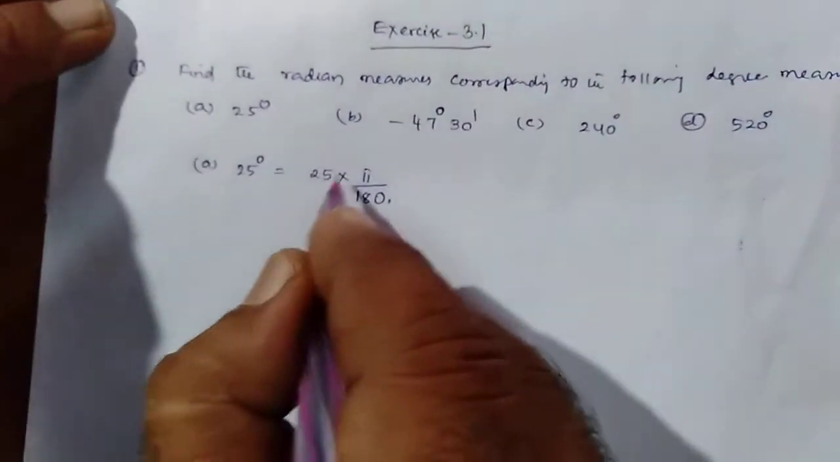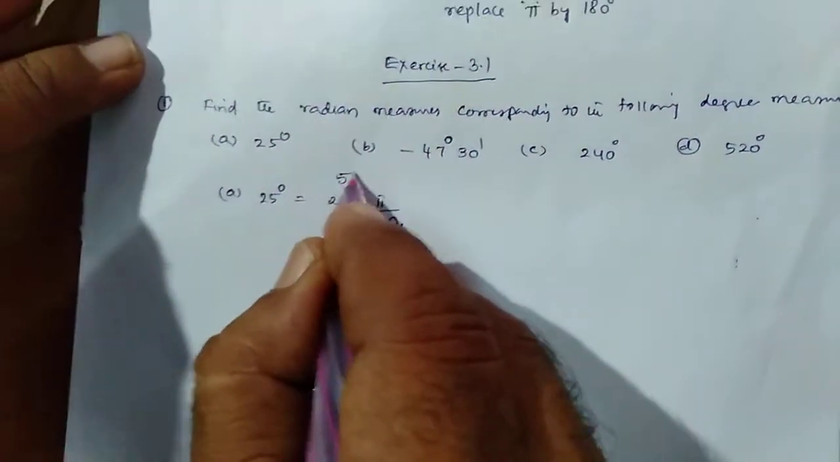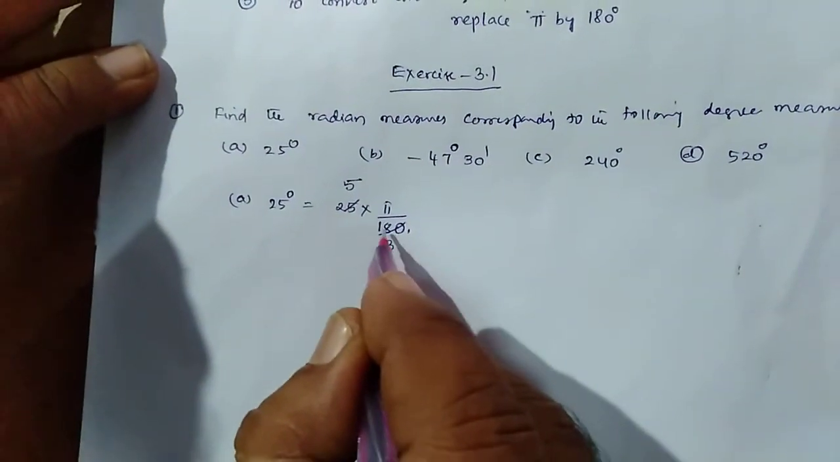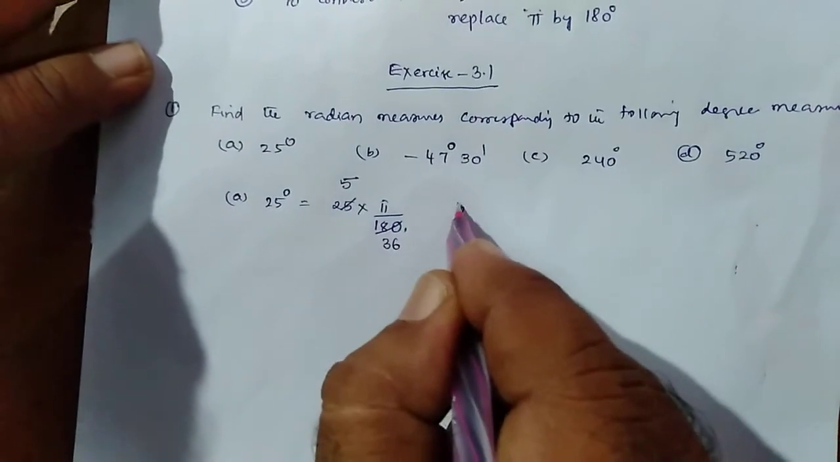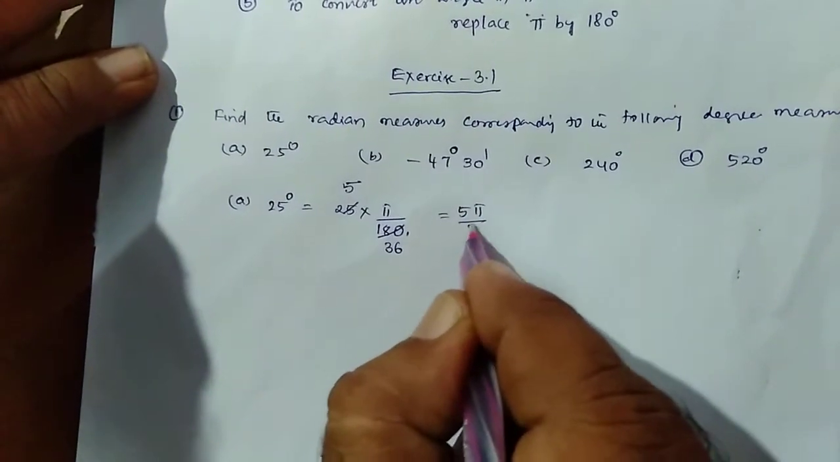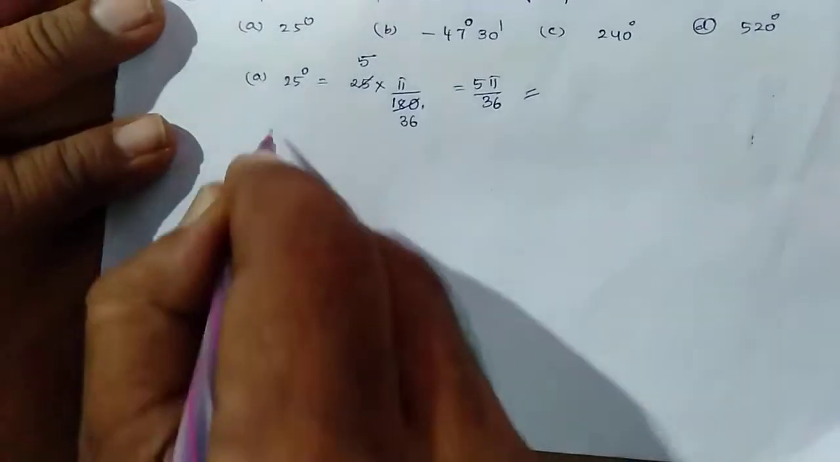So I multiplied 25 with pi by 180. 5 5s are 25, 5 3s are 15, 5 6s are 30, that is 5 pi by 36. That is the first one.